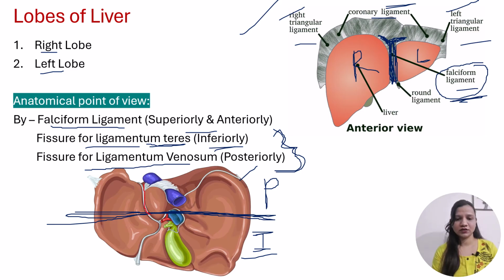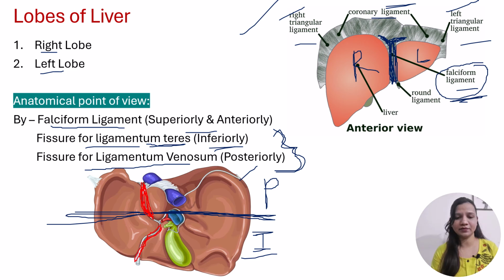This is the ligamentum venosum, and the fissure or depression present here for the attachment of this ligament is the fissure for ligamentum venosum. And this fissure is on the posterior surface. The other fissure, as you can appreciate here, is for the ligamentum teres.